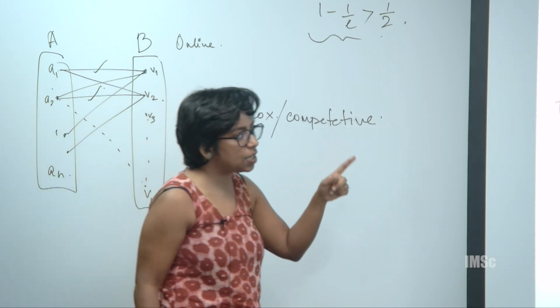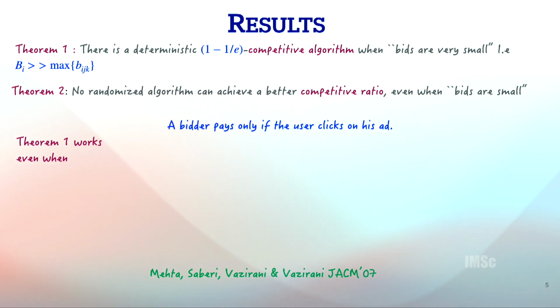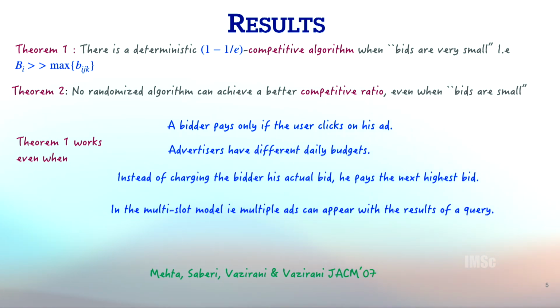Now, this is a deterministic algorithm. It turns out that no randomized algorithm can do better than this. So, randomization buys us nothing extra. These sorts of results are very significant in the sense that they tell us that a deterministic algorithm is good enough, and a clever randomized algorithm does not necessarily give you a better outcome. So, this Theorem 1 works even when all of these conditions apply.